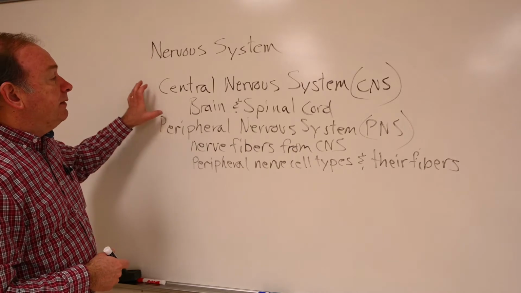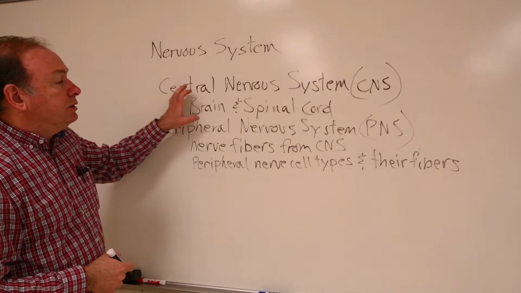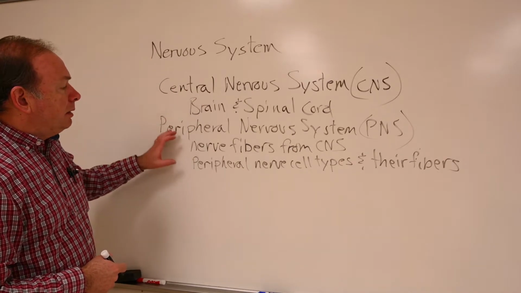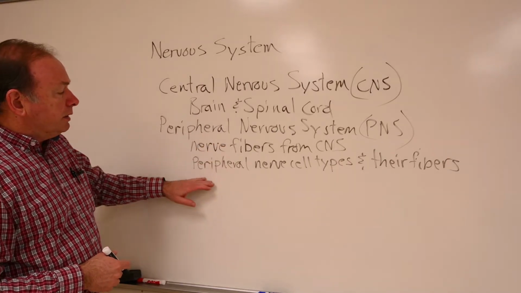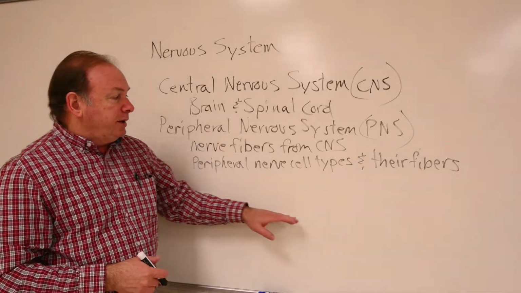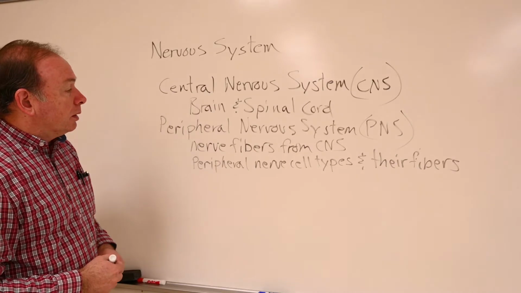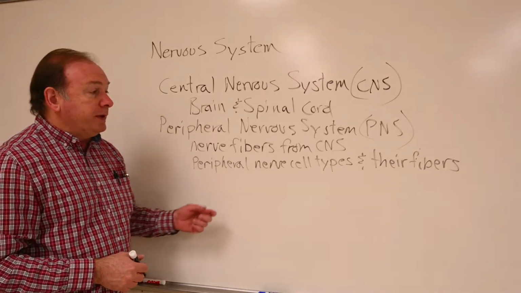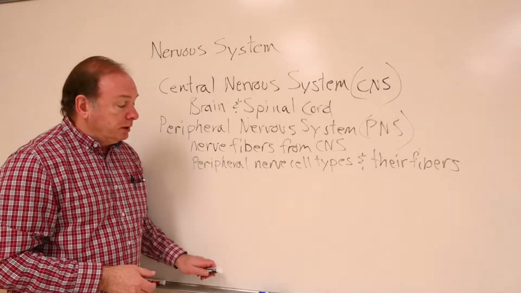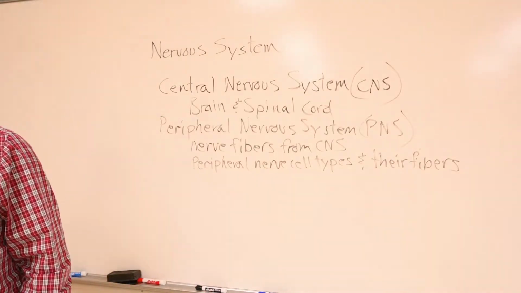We'll go back and revisit this a little bit later, talking about origins of the spinal cord, and we'll look also at what these peripheral nerve cell types are and their organization structurally with the functional divisions of the nervous system.